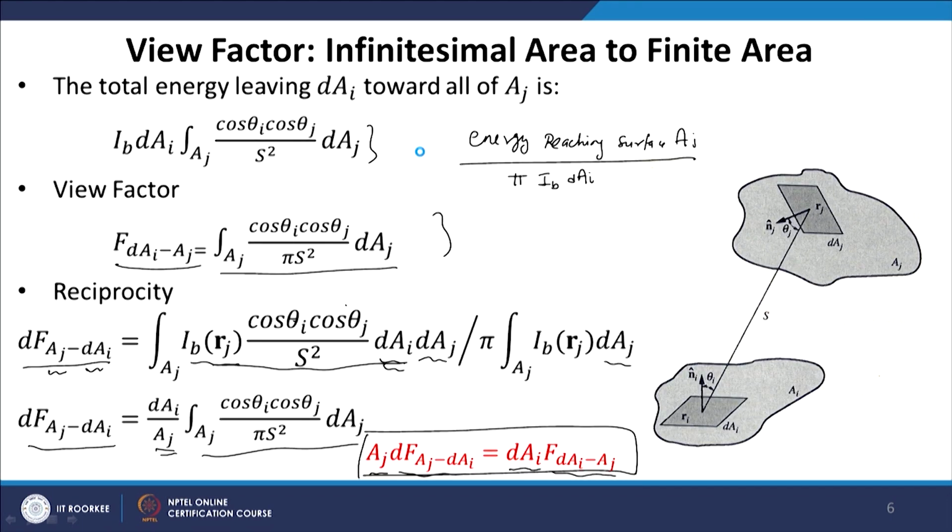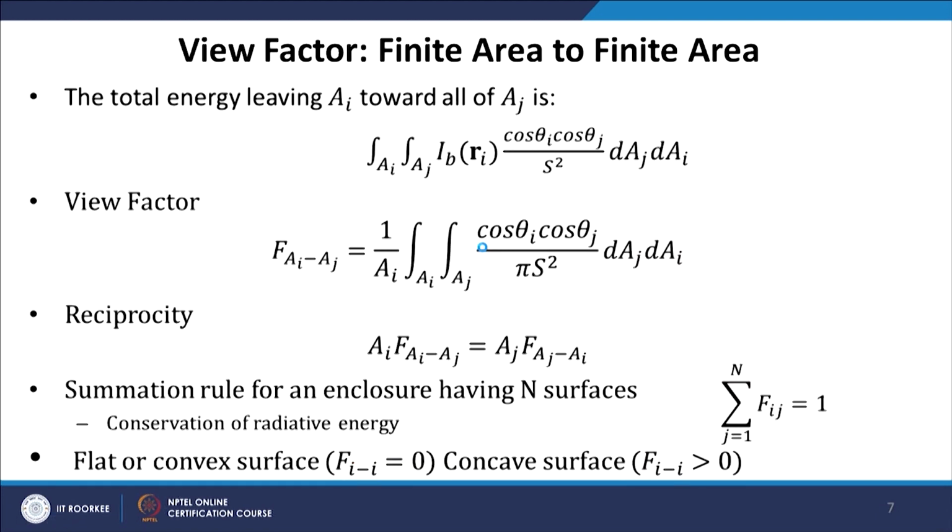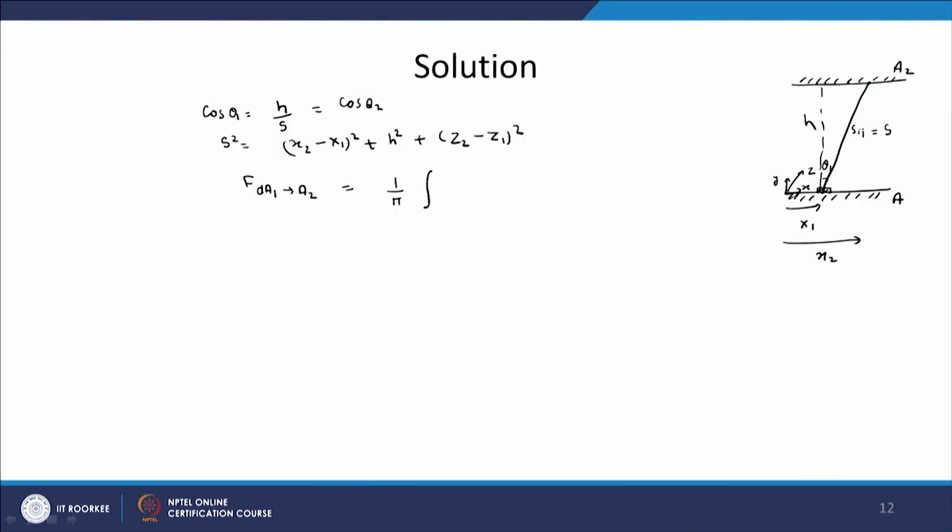So, this expression we are going to use for the view factor: F dAi to Aj is equal to cos theta i cos theta j over pi s square dAj. So, this can be defined as, where z limits are from minus infinity to infinity. We assume that the z direction is infinite.